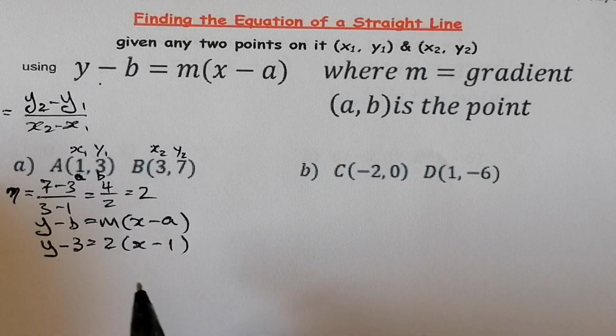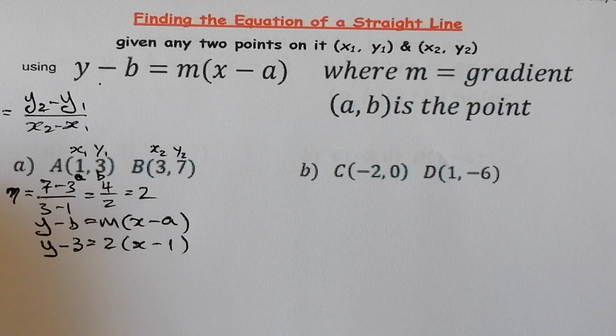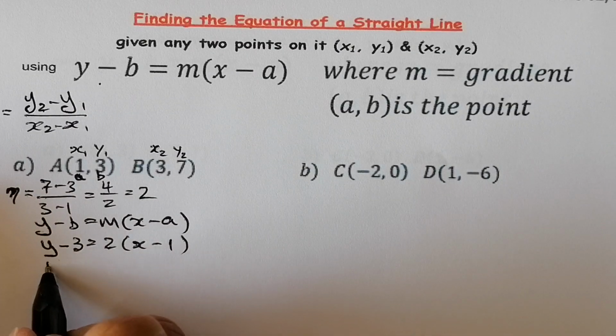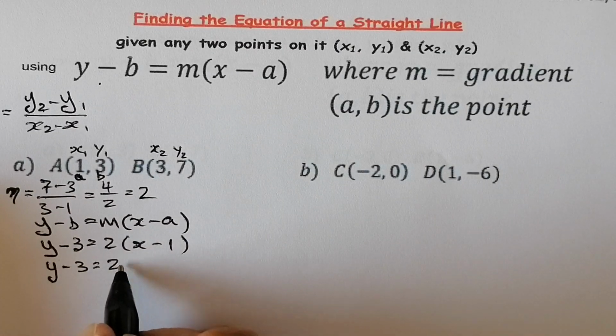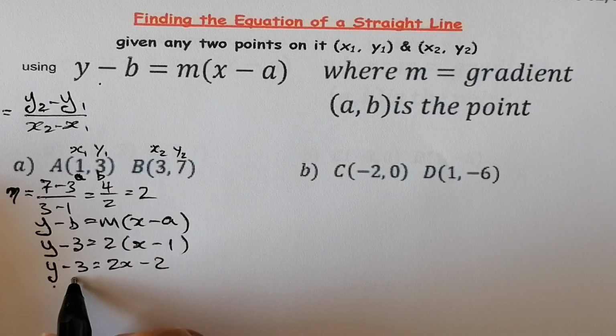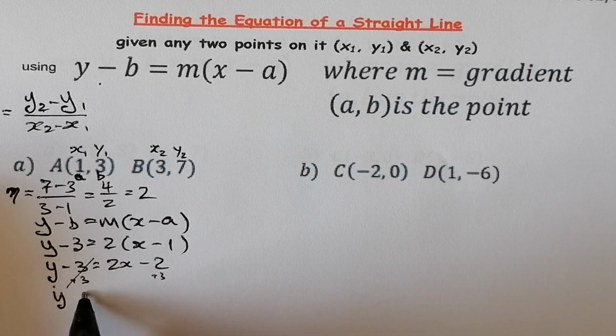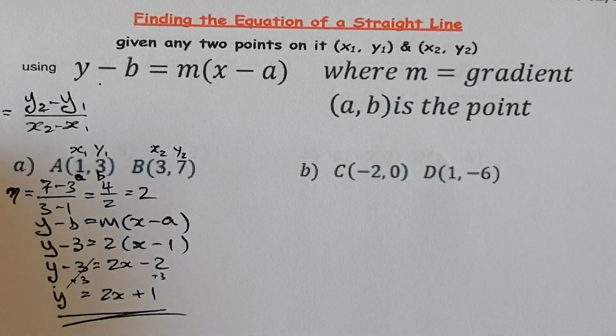So all I need to do here is multiply the bracket out, get the 3 over to the other side, the minus 3, and I should have my equation. So I'm going to multiply the bracket out first. So it'll be 2x minus 2, and then all I'm going to do is add 3 to both sides. To get rid of that, that'll leave me with y is equal to 2x plus 1. And there's the equation of that straight line there.